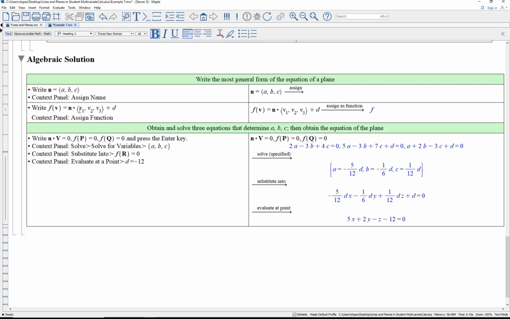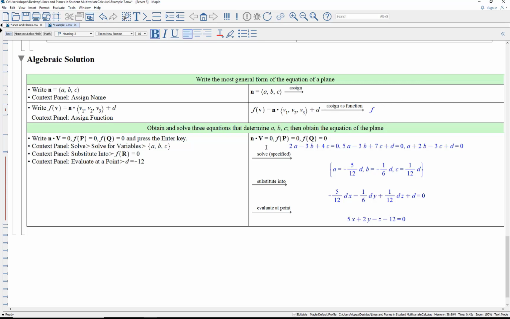that gives us the equation of the plane is n dot the components of the vector, which will essentially be an x, a y, and a z. So that's the name of the vector. These are indexed variables, not atomic. They're indexed variables. So we define that function using the context panel assigned function.